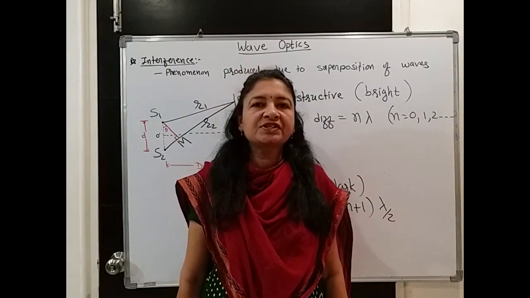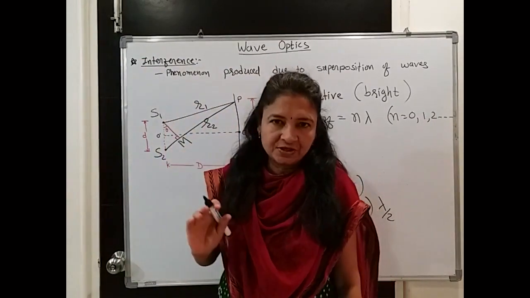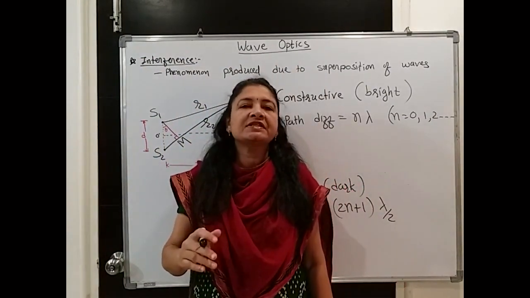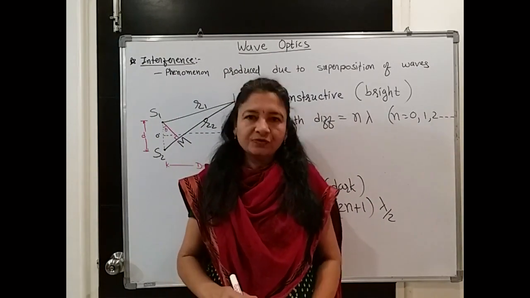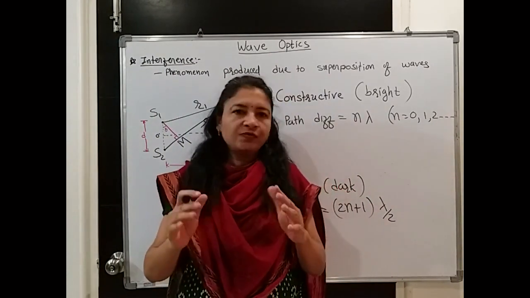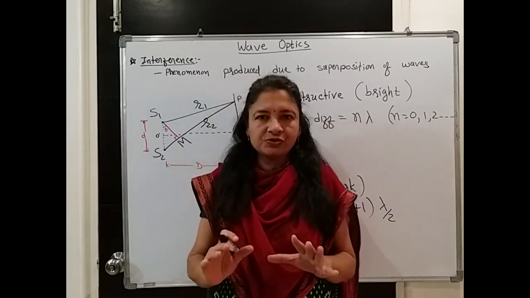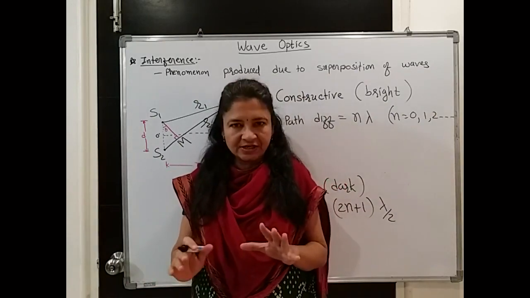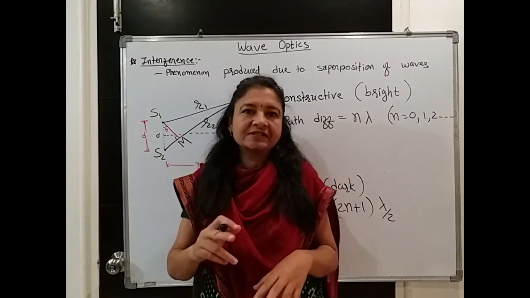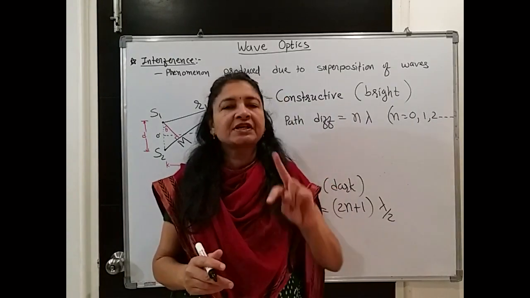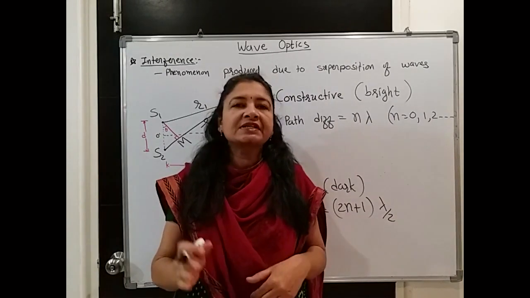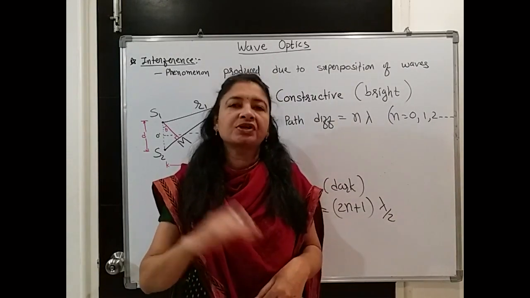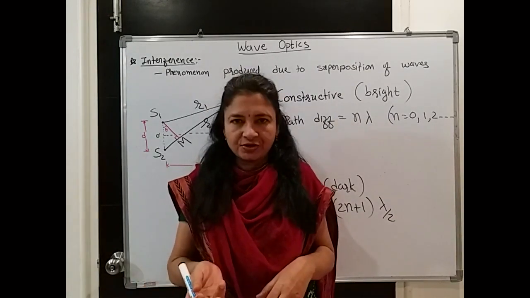Now let us discuss interference. You know that interference is the phenomenon produced due to superposition of waves. Okay, now all of you are familiar with superposition, that's why we are not discussing it. Now in interference there are two types: constructive interference and destructive interference. We have to discuss the conditions for constructive interference and destructive interference.